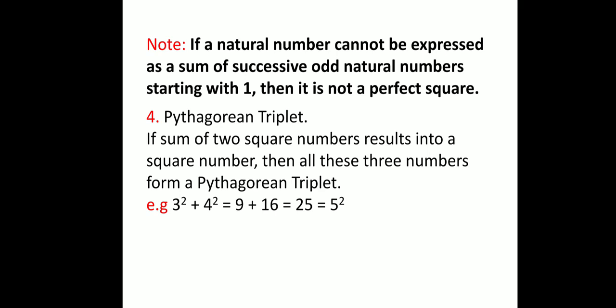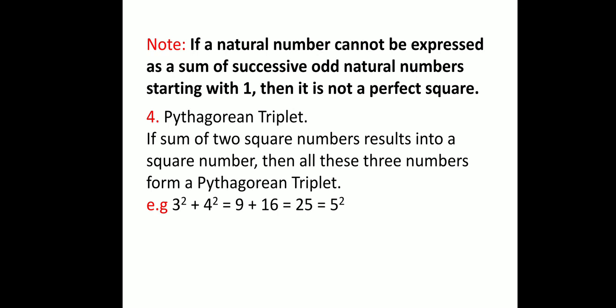So in the previous lecture, we have learned that using prime factorization, we can come to know whether the given number is a perfect square or not. And this is another way to find out whether the given number is a perfect square or not. From that number, we need to represent that number as the sum of successive odd numbers.